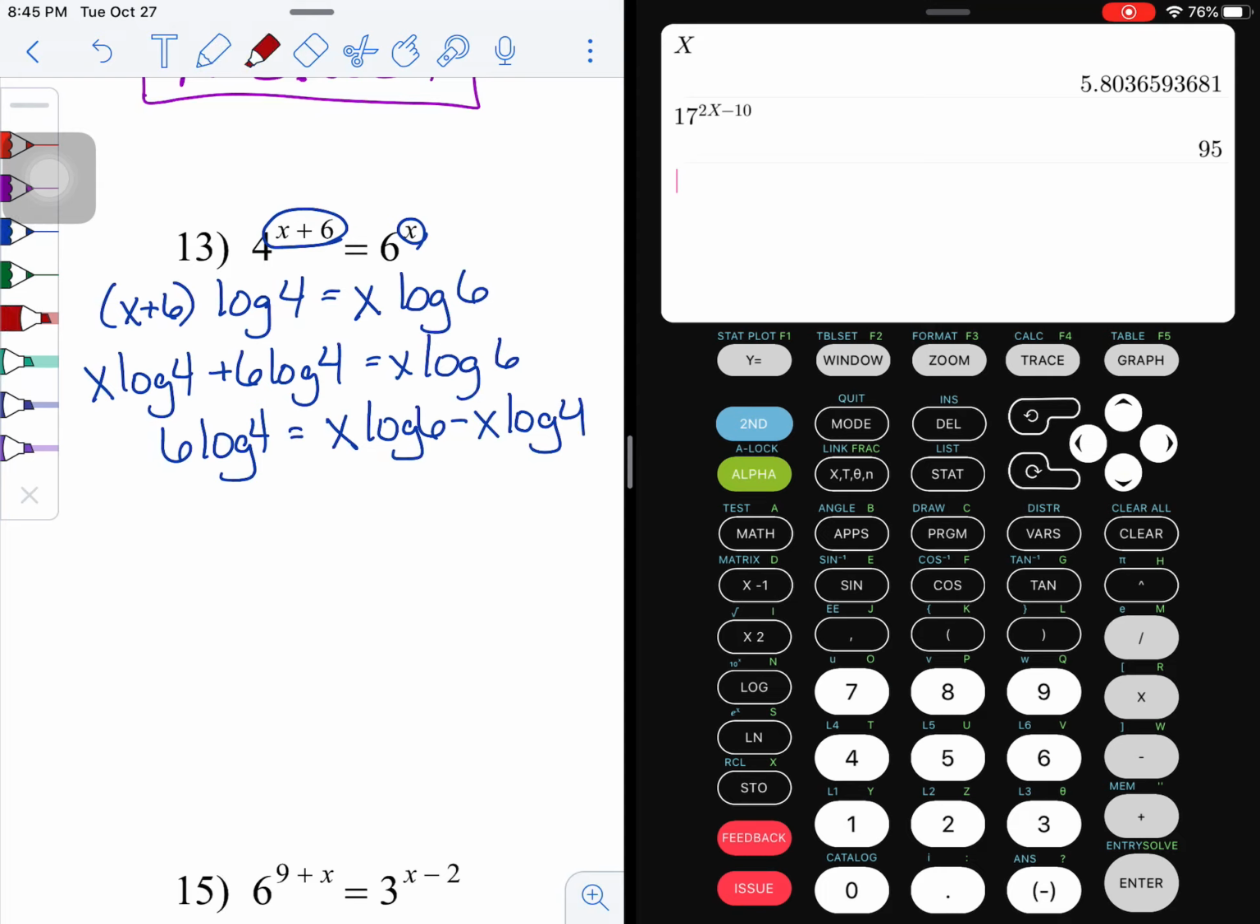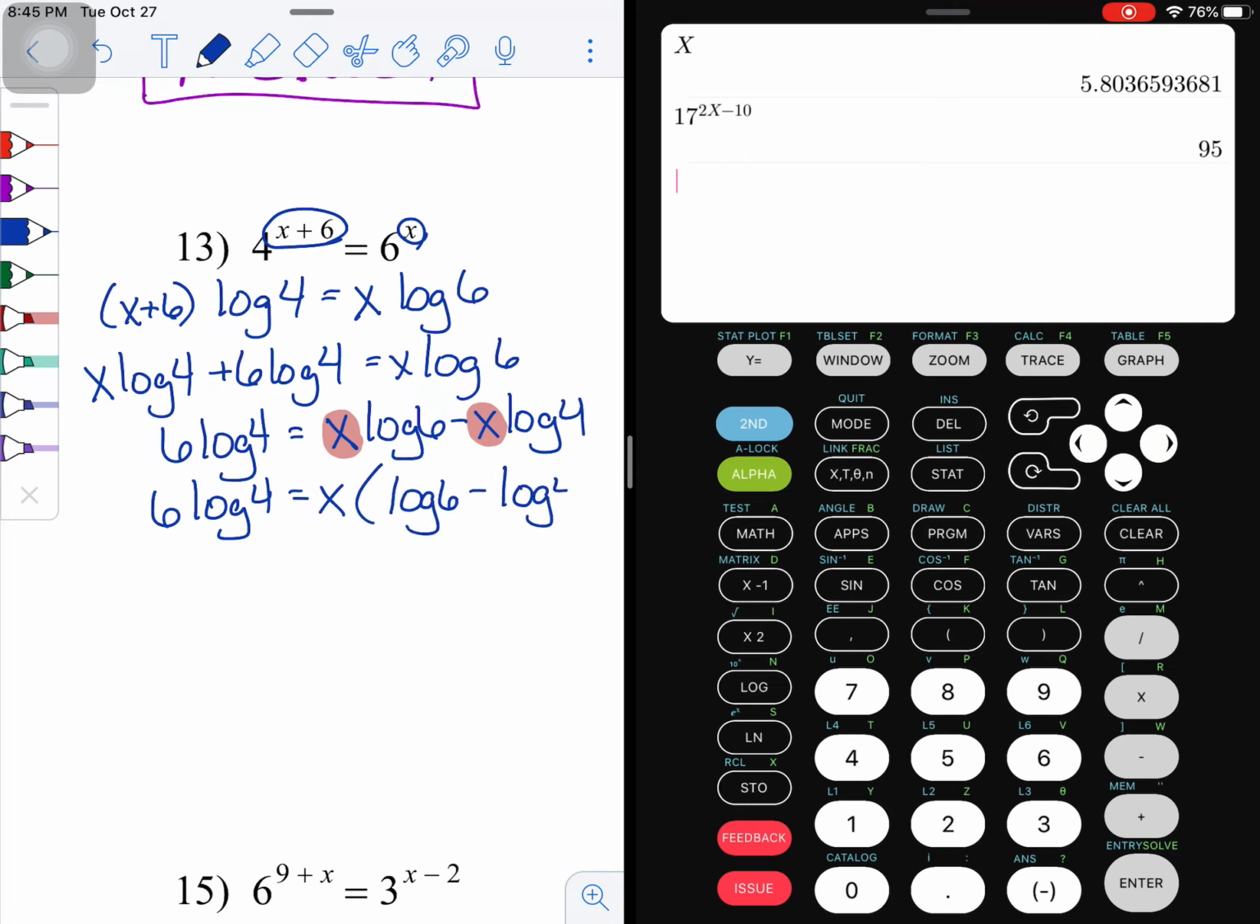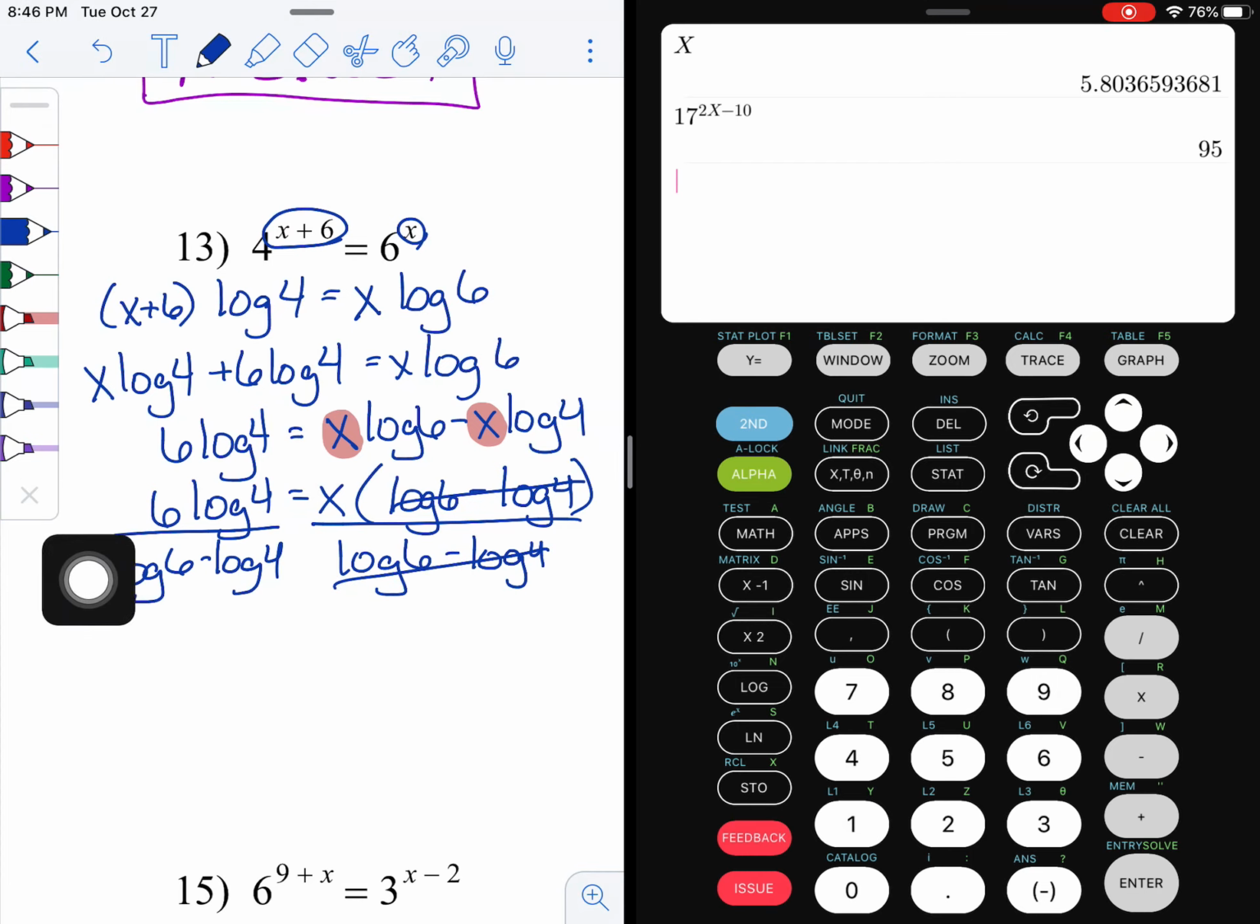Okay. Now, things I notice. I notice that both of these terms on the right have the variable x. So what I can do is actually factor that x out. So if I factor that x out, I would have log 6 minus log 4 left over. Remember, factoring is like reverse distributive. And now, because I have a single x, I can divide both sides by log 6 minus log 4. And that should, provided I didn't goof it up, get me the right answer.